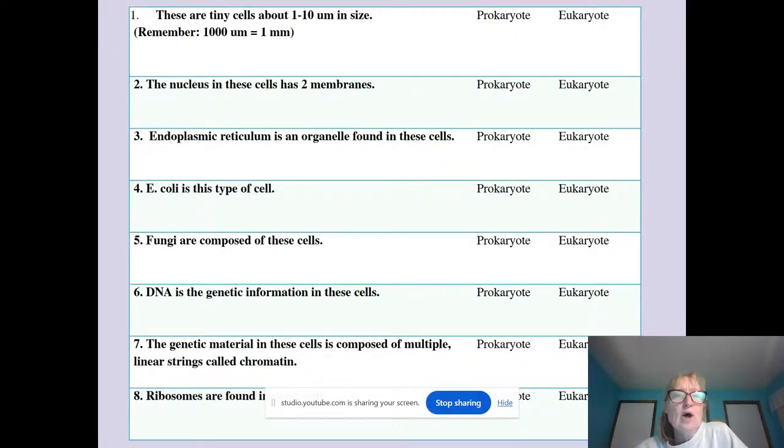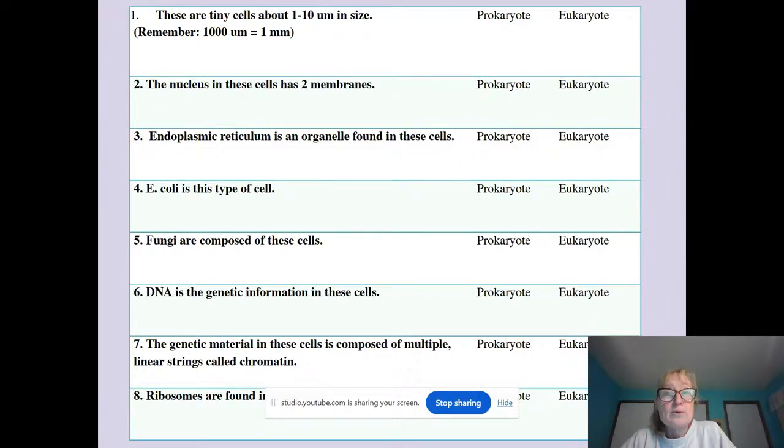So it says, what are tiny cells that are about 1 to 10 micrometers in size? Now, a micrometer is very small. Remember that there are 1,000 micrometers in a single millimeter. And there are 10 millimeters in a centimeter, right? Okay, so these are the tiniest cells. Which ones are the smallest?